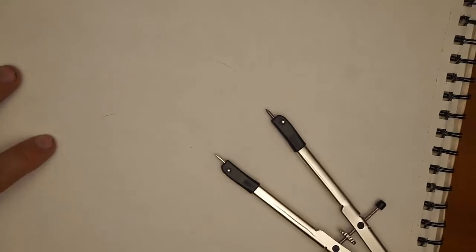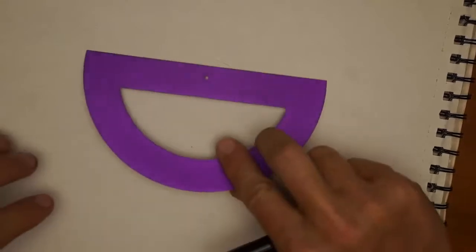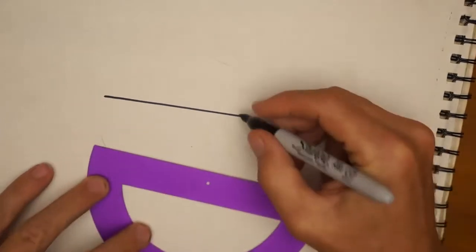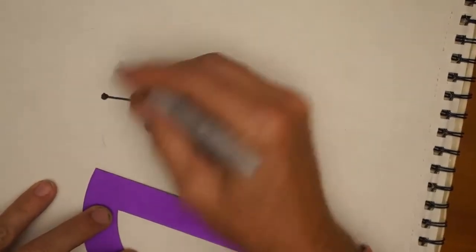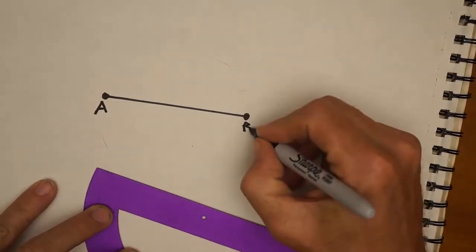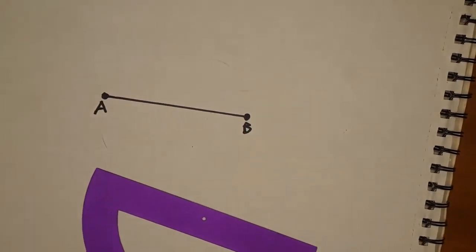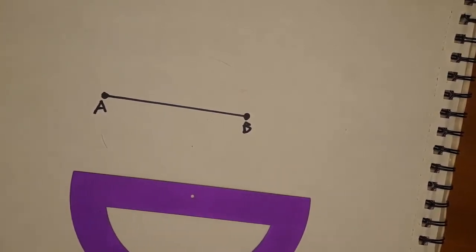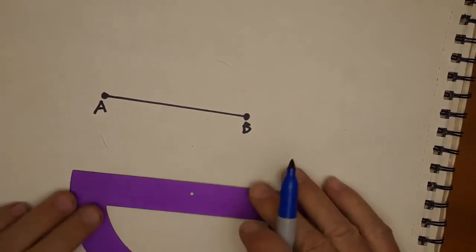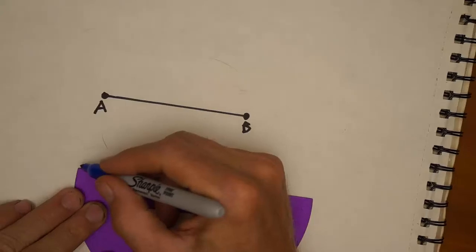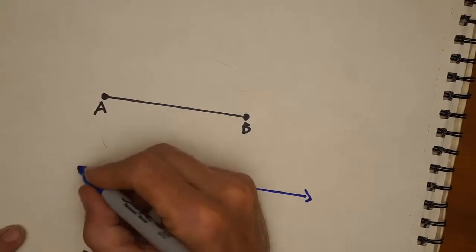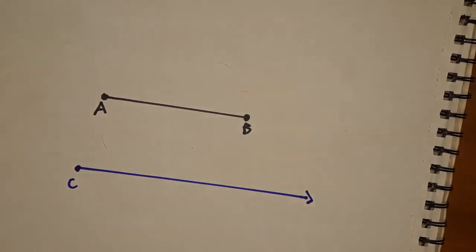So the first construction that I would like to do is constructing congruent lines. Let's assume you have a line segment, and we'll call that line segment AB. If we want to construct a congruent line segment, what we're going to do is draw a ray. Let's go with blue. I'm going to draw a ray that is visibly longer than the line segment AB, and we'll call the endpoint C. You always make sure you label your points.